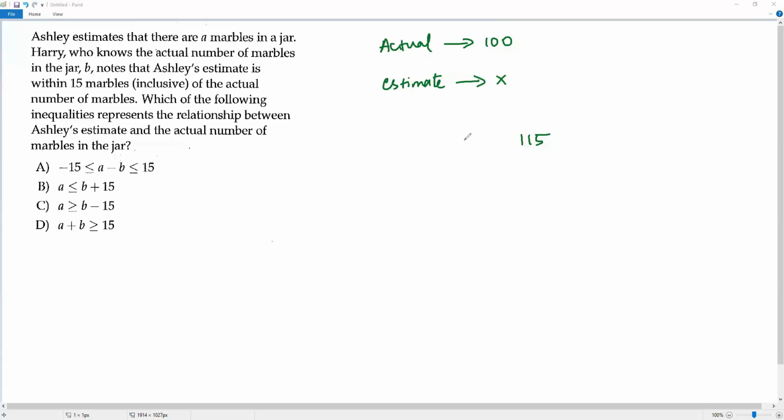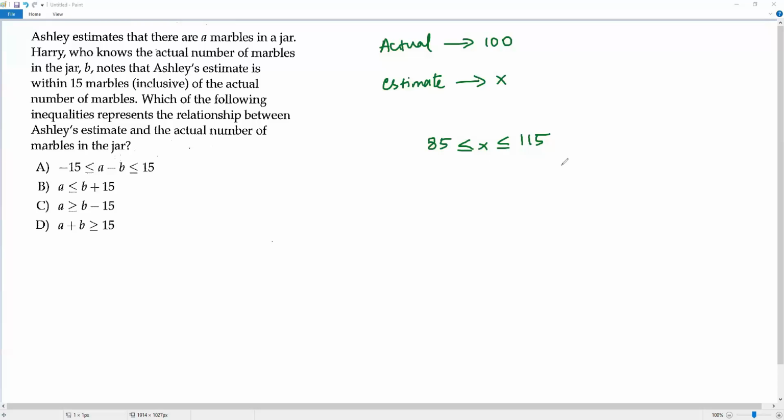And what is the minimum value of my estimation? For that, I have to subtract 15 from this 100. Then it will be 85. So my estimation can be equal to 115 or less than 115, or it can be equal to 85 or greater than 85. I'm using less than or equal to because the question is inclusive.